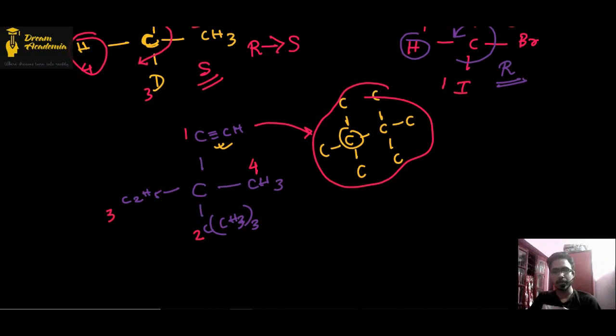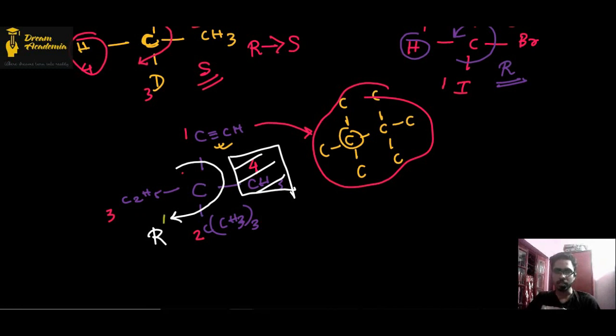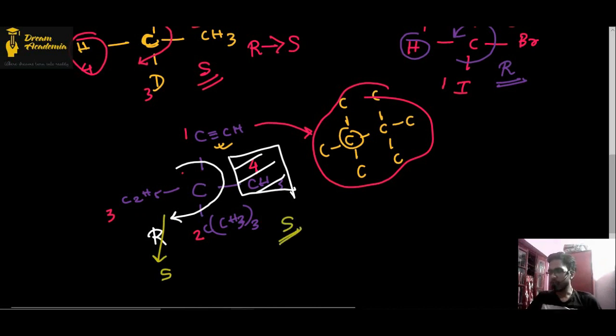If I arrange it this way, how will it become 1? Now remember one thing: the lowest priority group fades away from us. Whenever we consider the rotation, we will go this way, 1, 2 and 3, and this is basically the clockwise direction, so it will be R. But since the lowest priority group is not in the vertical downward position, this configuration changes to S. The final configuration becomes S. Another example: CCHO.